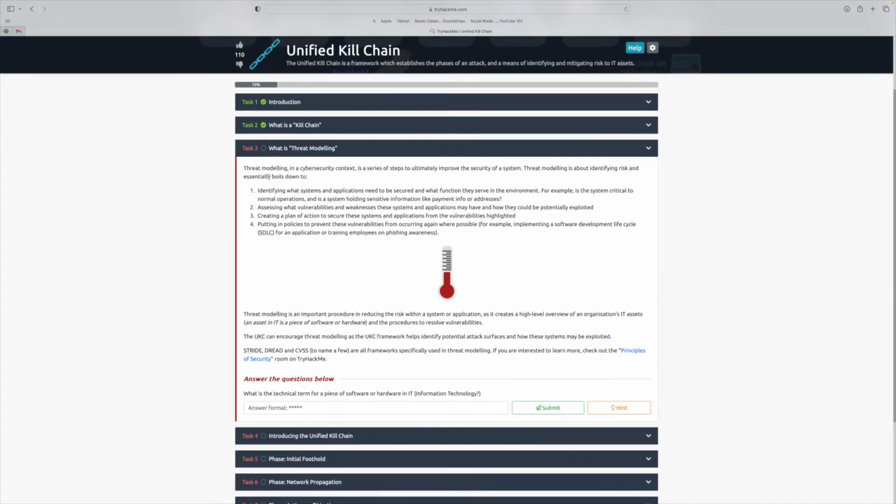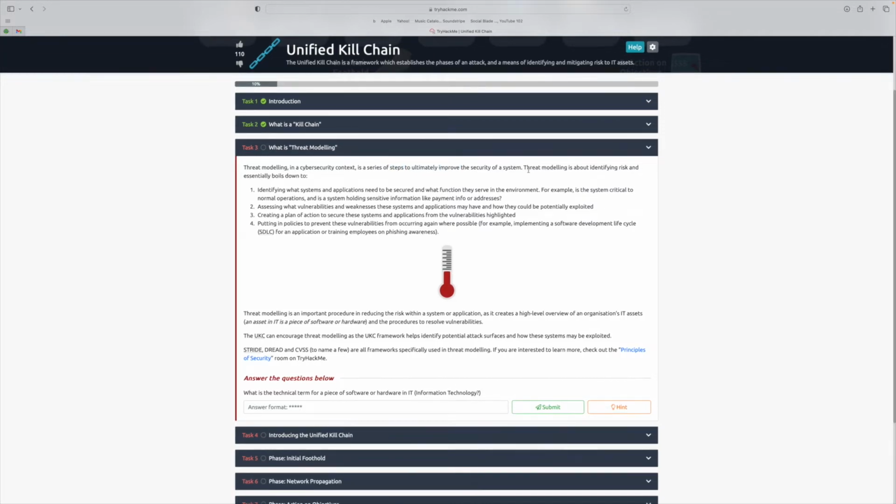For task 3, we're going to learn what threat modeling is. Threat modeling is a series of steps to ultimately improve the security of a system. It is about identifying risks and essentially boils down to 4 steps. Identify what systems and applications need to be secured and what functions they serve in an environment; assess what vulnerabilities and weaknesses these systems and applications may have and how they could potentially be exploited; create a plan of action to secure these systems and applications from the vulnerabilities highlighted; and put in policies to prevent these vulnerabilities from occurring where possible.